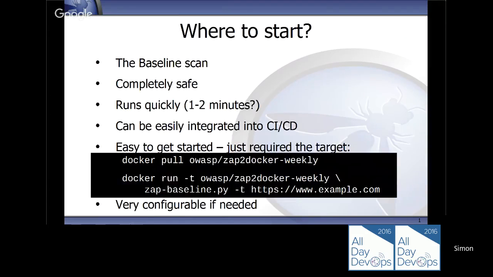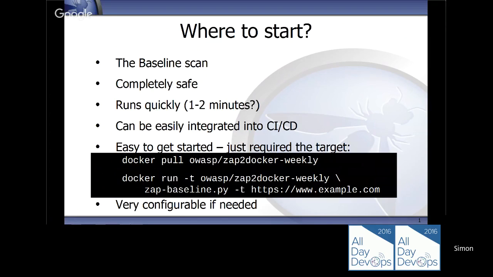So what I want to do is now talk about how you can get started with scanning your applications with ZAP. And a really great place to start is what we call the baseline scan. So this is completely safe, so you can run it against live applications, and it runs very quickly, so maximum 1 or 2 minutes. This means it's really great for integrating into continuous integration or continuous delivery, because one of the problems with vulnerability scanning is it often takes a long time. Baseline scan is very quick.